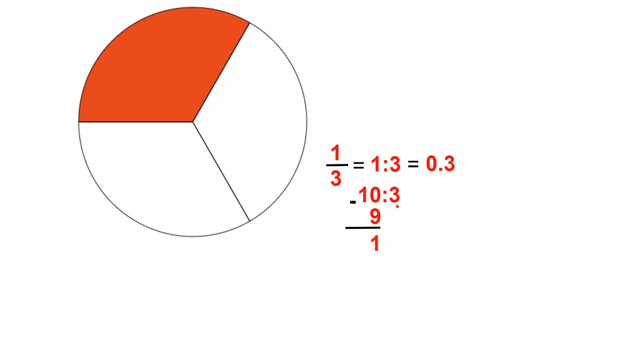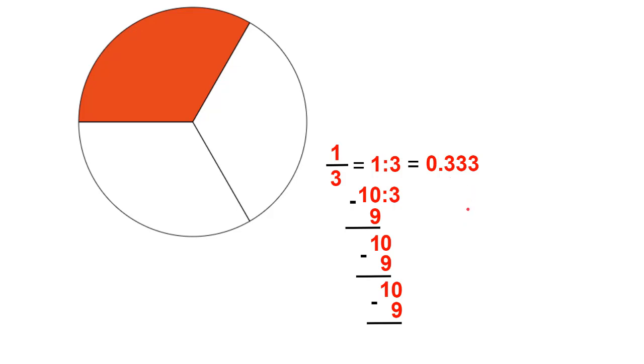1 is smaller than 3, so we add a 0 to it. 10 divided by 3 is 3 again. 3 times 3 is 9. We're left with a 1, smaller than 3. Add a 0. And what's going on here? We keep getting 3, 3, 3, and it goes on forever. 10, 9, 10, 9. This will go on forever. It's infinite. It's recurring. This digit is recurring.